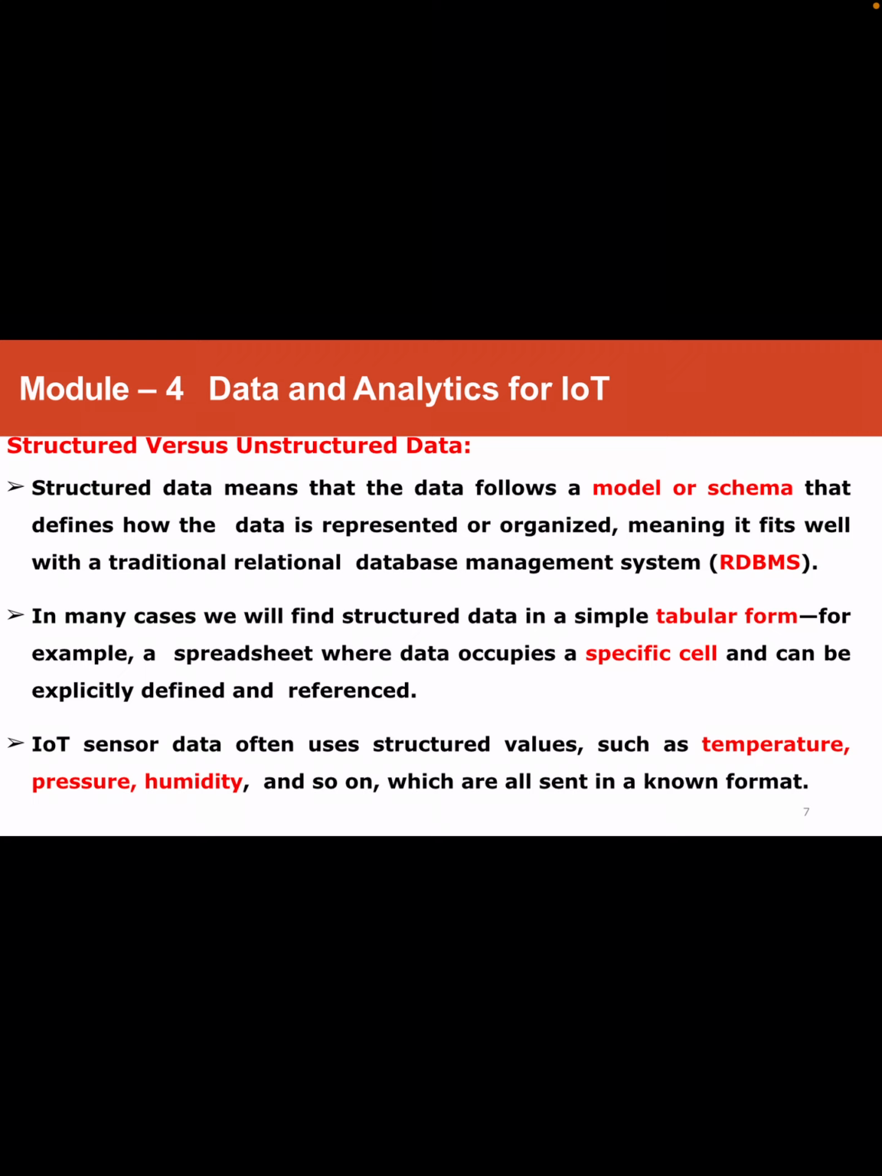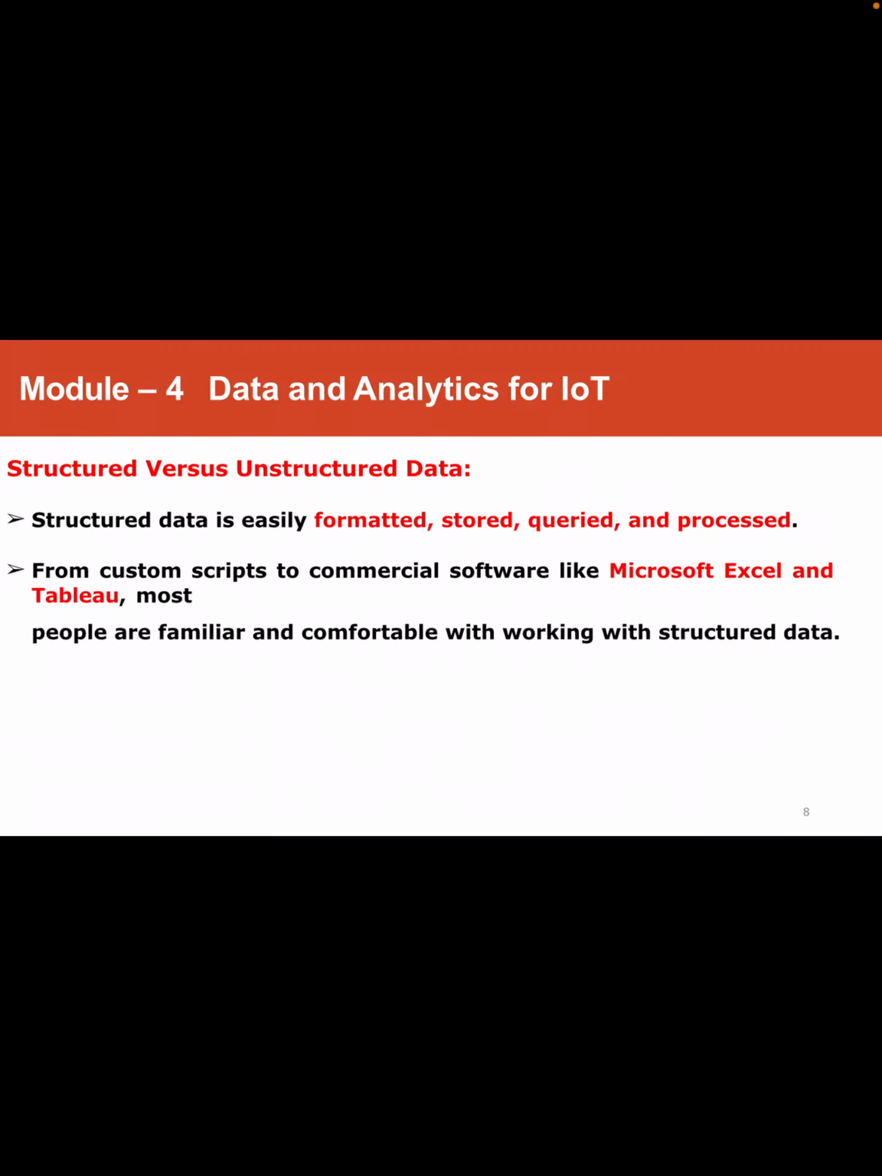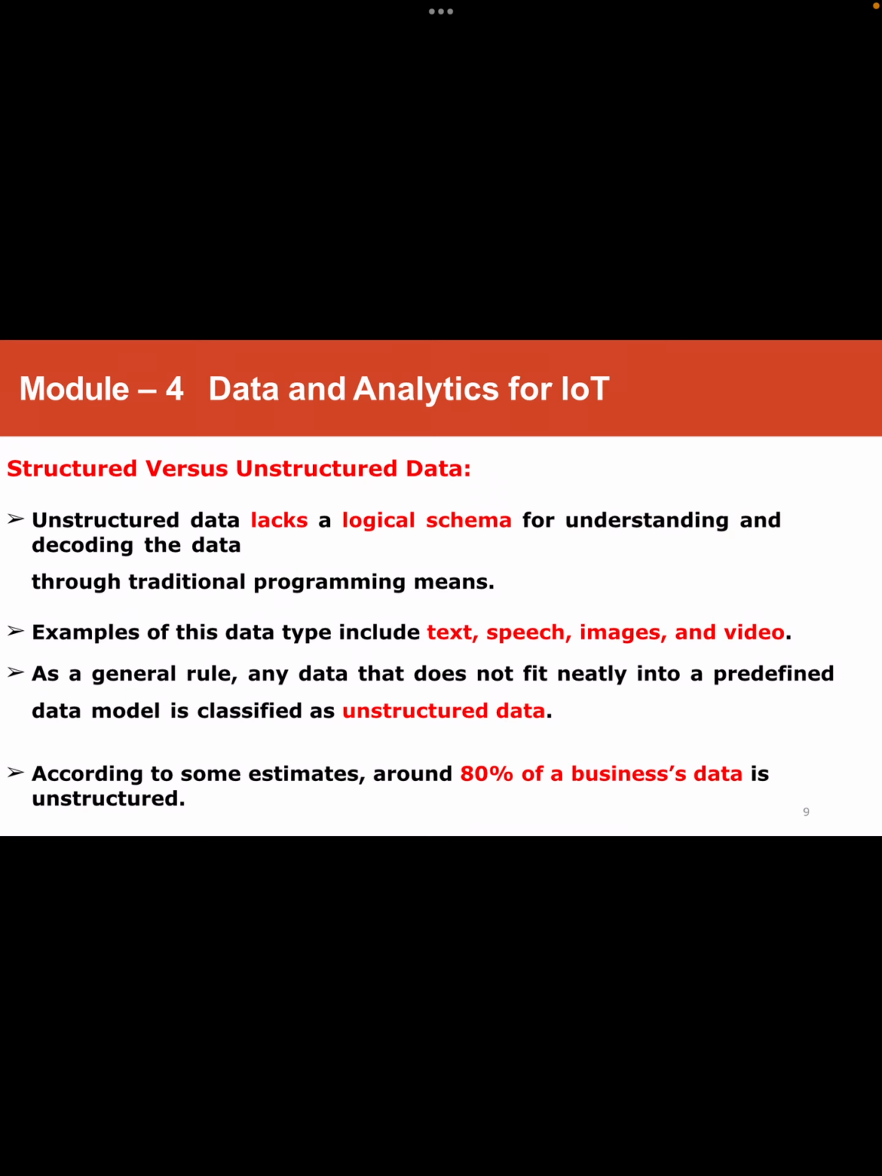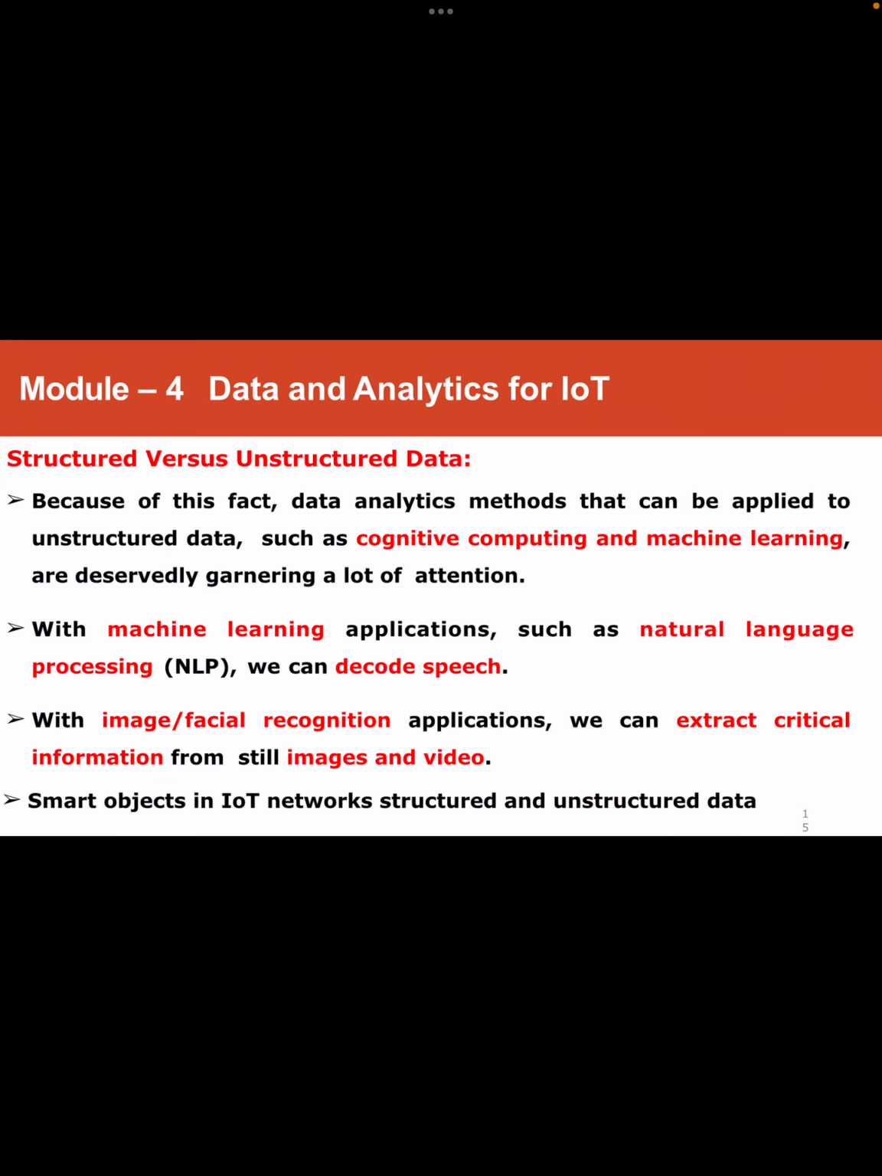Examples of structured data are the values collected such as temperature, pressure and humidity. Structured data is easily formatted, stored, queried and processed. Examples are Microsoft Excel and Tableau. People are more familiar and comfortable working with structured data compared to unstructured data. Unstructured data lacks a logical schema for understanding and decoding the data. Examples are text, speech, images and videos, and it makes up 80% of business data.